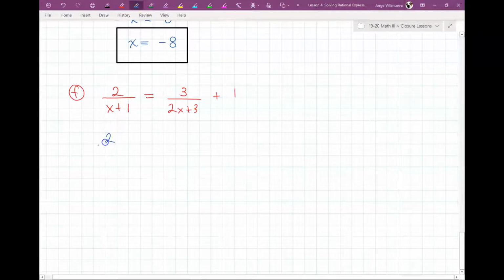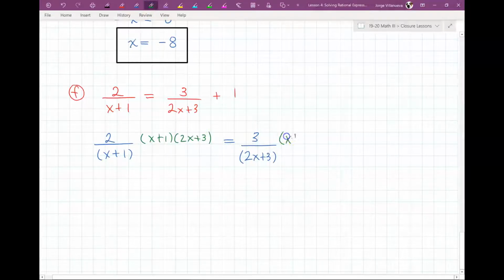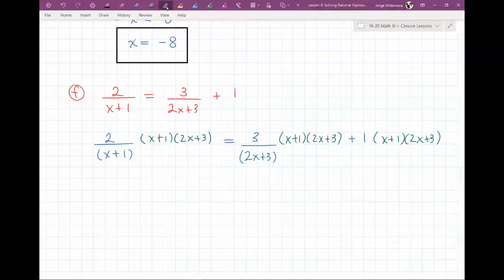So here we go. 2 over x plus 1, times x plus 1 times 2x plus 3, equals 3 over 2x plus 3 times x plus 1 times 2x plus 3, plus 1 times x plus 1 times 2x plus 3. Okay, so now I know this gets really long because you have to rewrite these things over and over again, but just bear with me. Like I said, it does take longer, but I think it's easier to do.